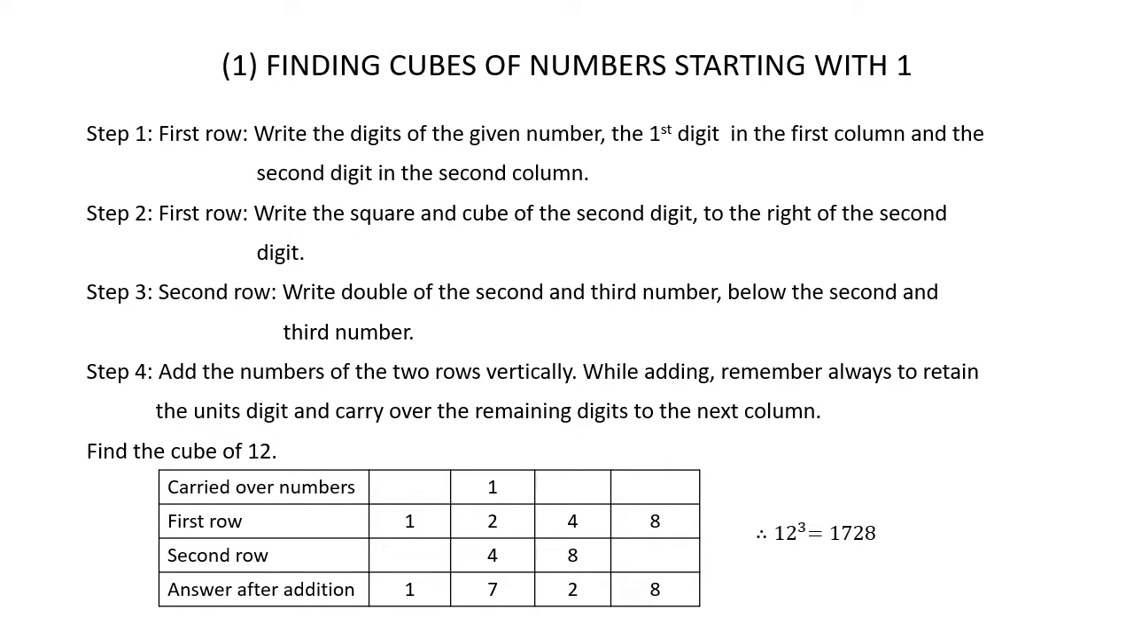4 plus 8 is 12. Write 2 in the answer and carry over 1 to the next column. 1 plus 2 plus 4 is 7. You can write 1 as it is in the answer, since it is a single digit number. So finally you have the answer 1728. So 12 cubed is 1728. Hope you have understood this method.